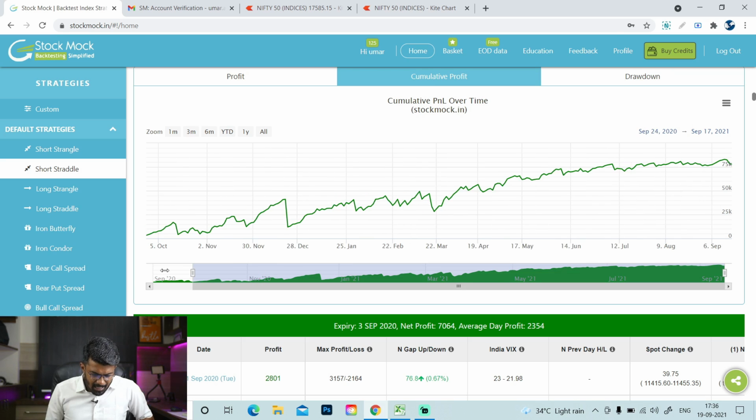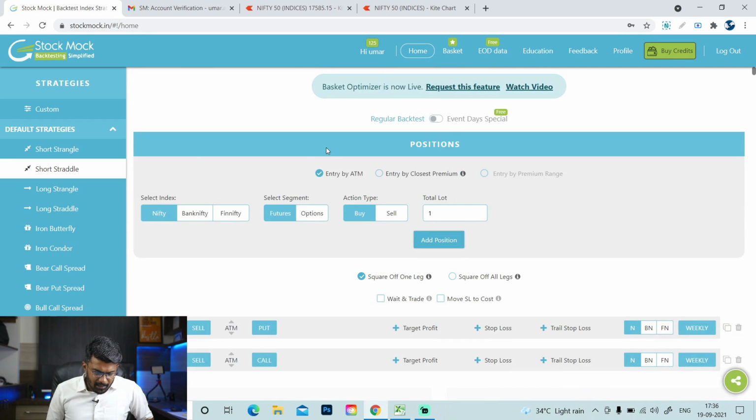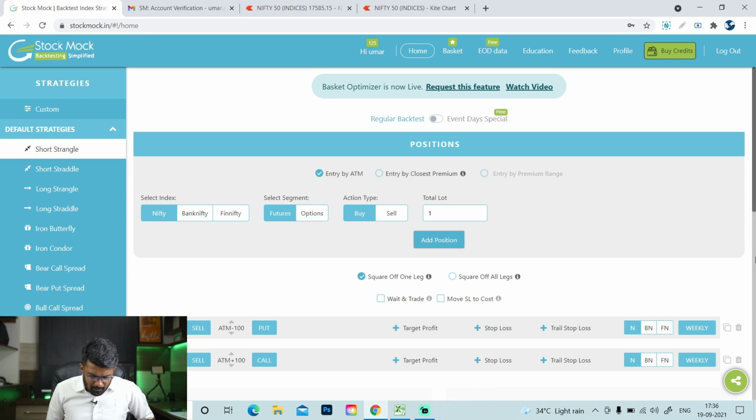So this is a straddle. So what I have done here is a straddle. Let us say if you want to do a short strangle. I am doing it in Bank Nifty. So what I am doing here is I'll go minus 400 points, and I will go plus 400 points, right? I will go 400 points away from the spot price.